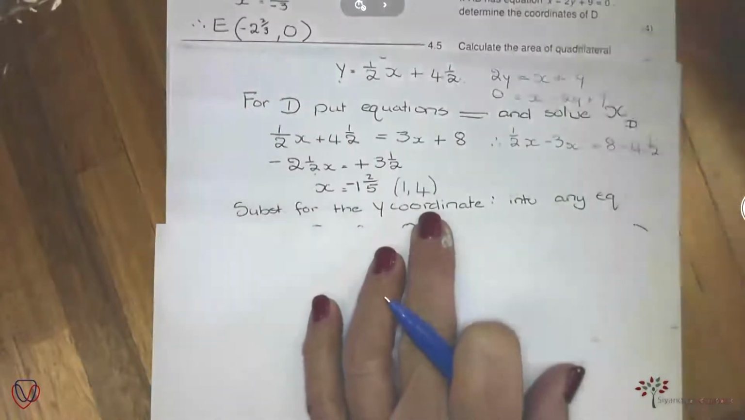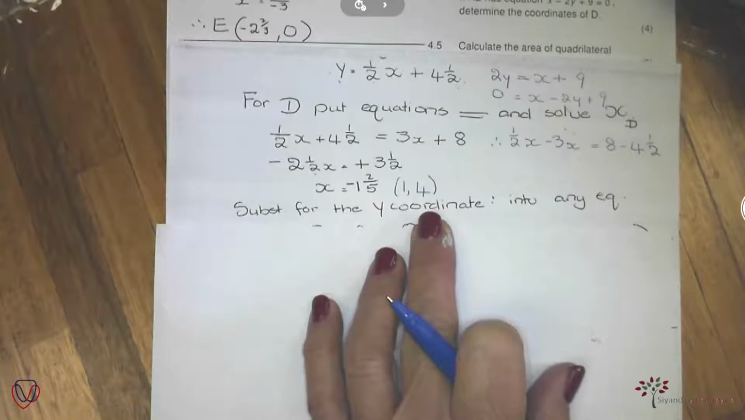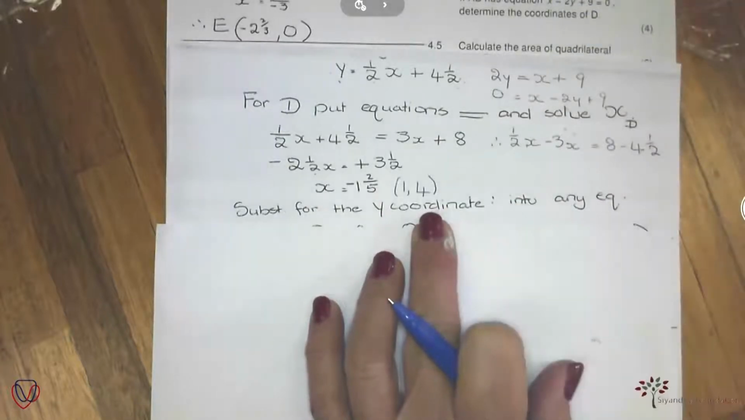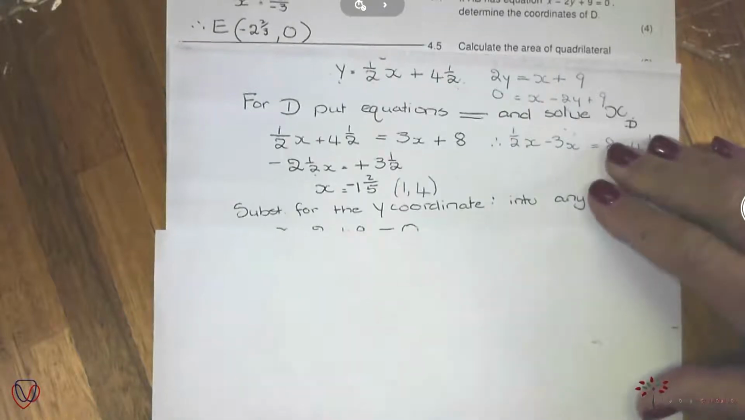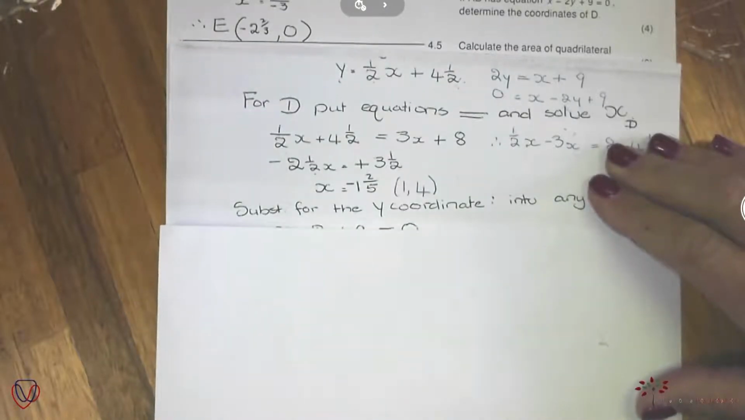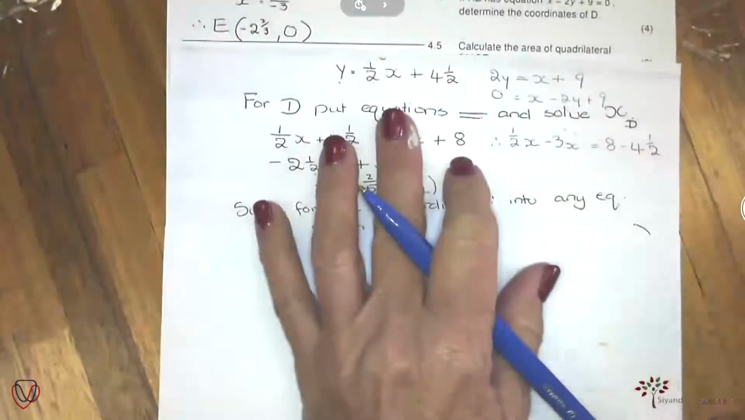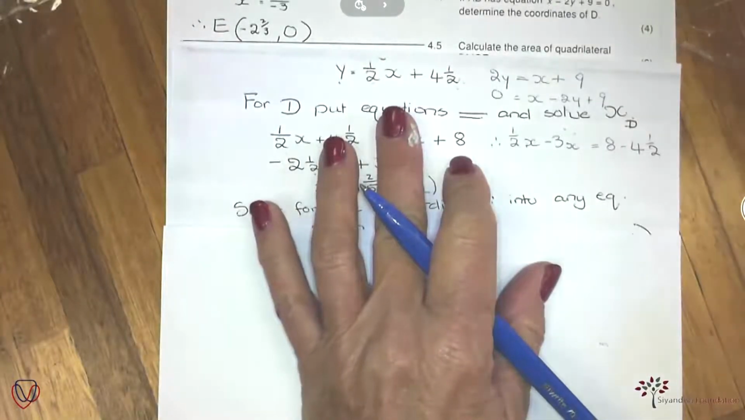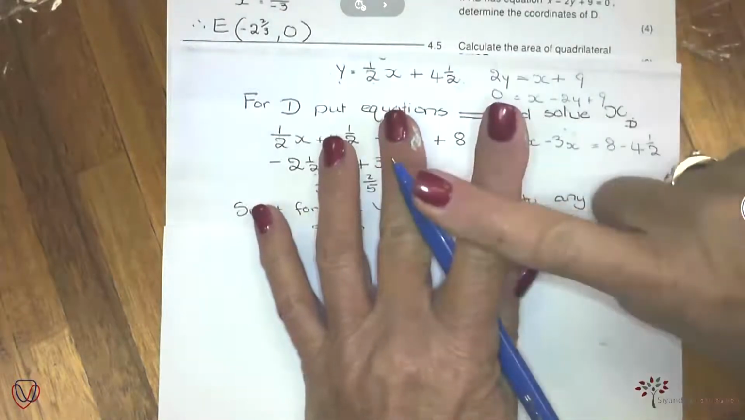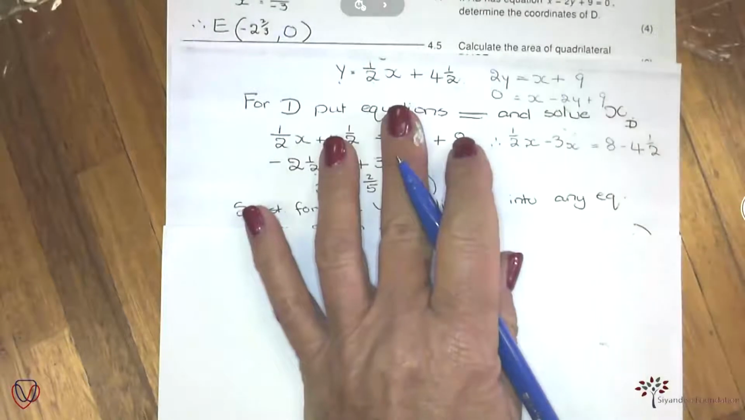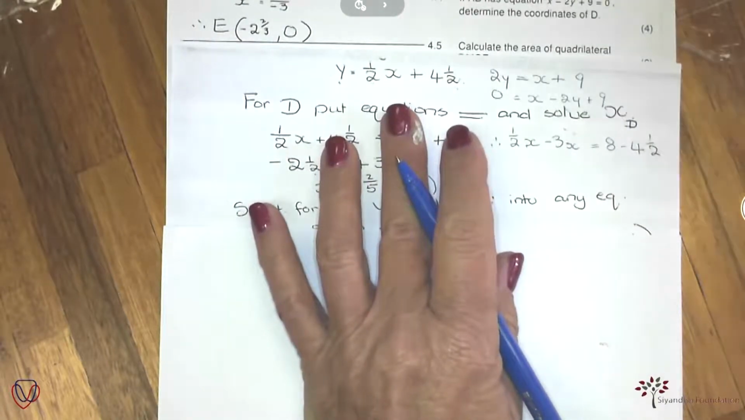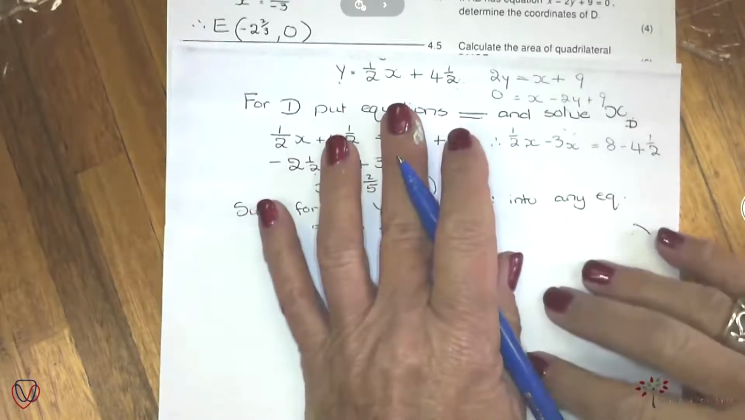They say they want the coordinates of D. So by now we only have the x. And the x is negative 1 and 2 over 5. So how do I find the y? Oh, people, it's like you did in calculus, like you did everywhere in your previous work. If I've got the x value of a point where two graphs intersect, or if the point is just on the graph, I can just substitute that x value into the equation to get the y value.